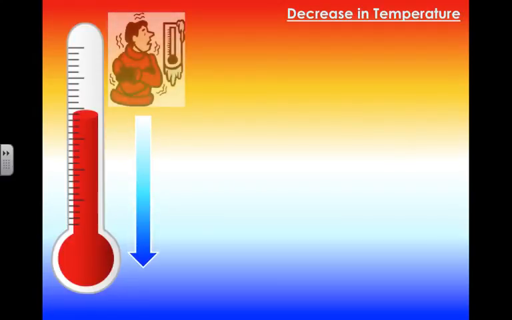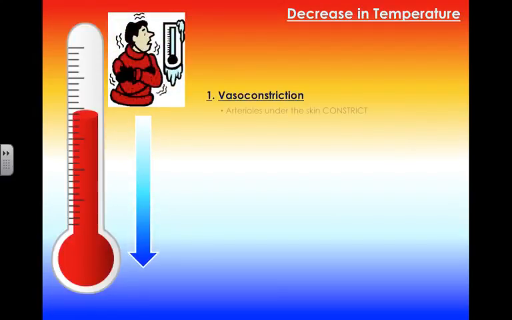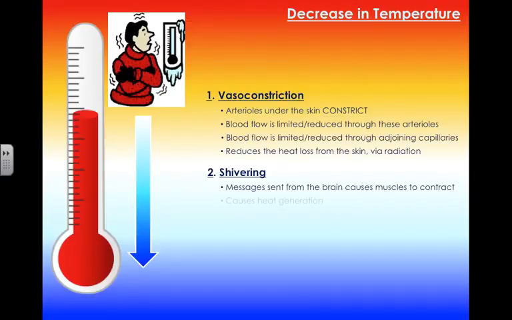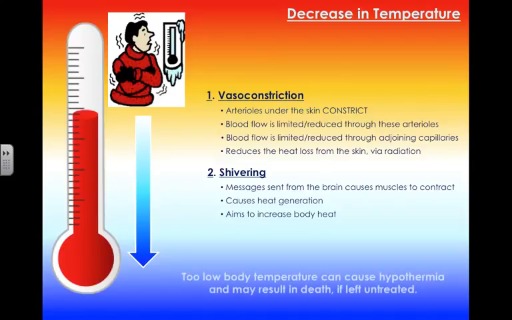So if there's a decrease in temperature, I'm just going to click them up and then I'm going to talk you through them. So a decrease in temperature. In order to help the body cool down if it becomes too warm, the blood vessels, specifically the arterioles under the skin, open up, or they widen. This is called vasodilation.